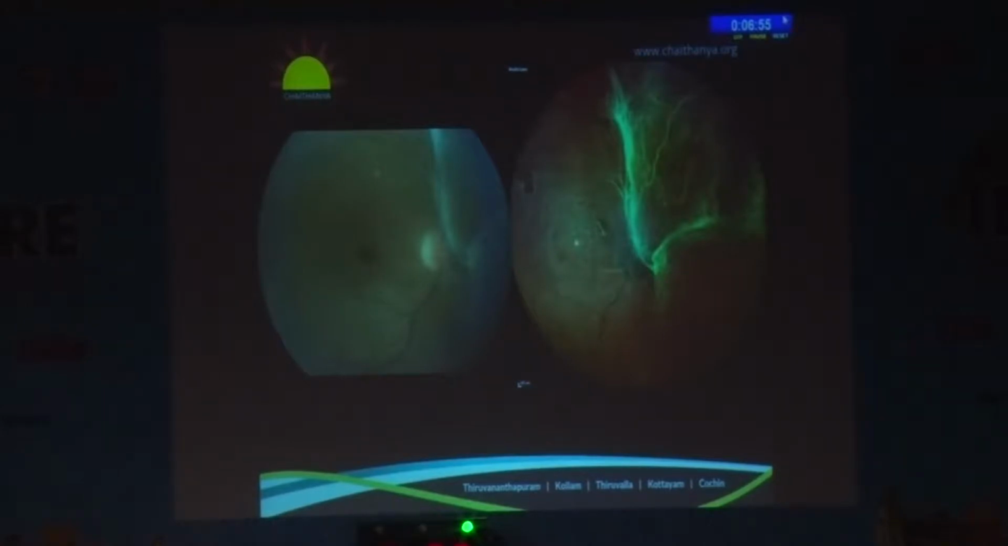Now this is an example of a PDR. You have this fibrotic tissue, so in addition to what you see clinically, you can also see this thickened posterior hyaloid, which is very well seen on the multicolor image.